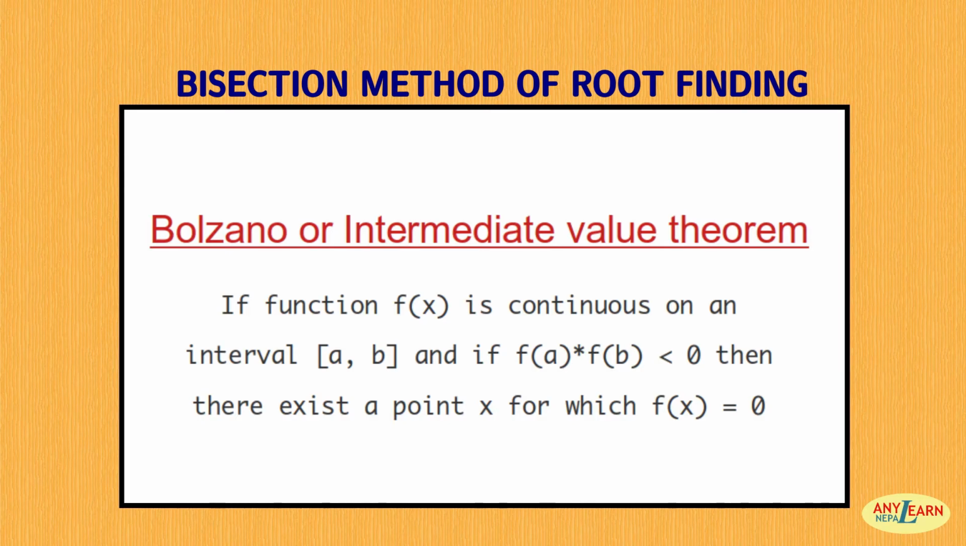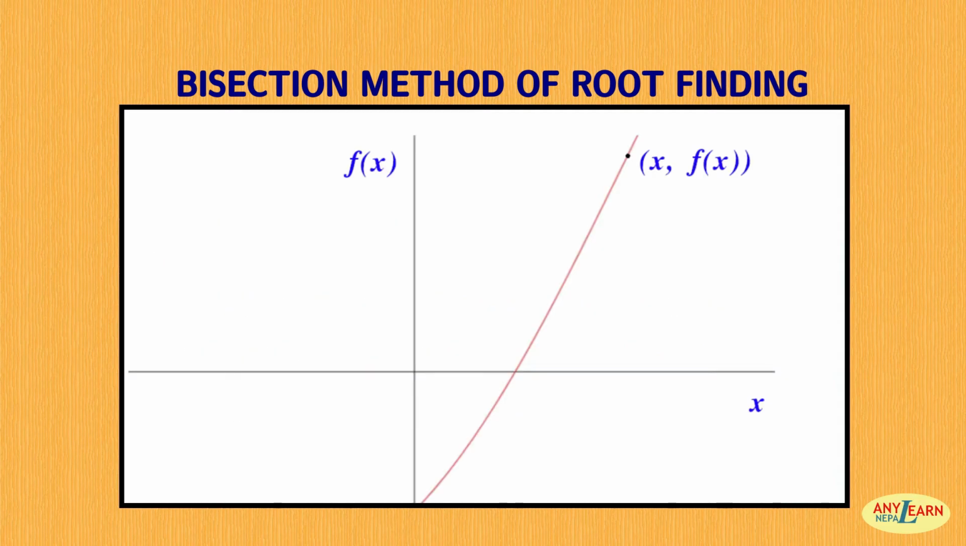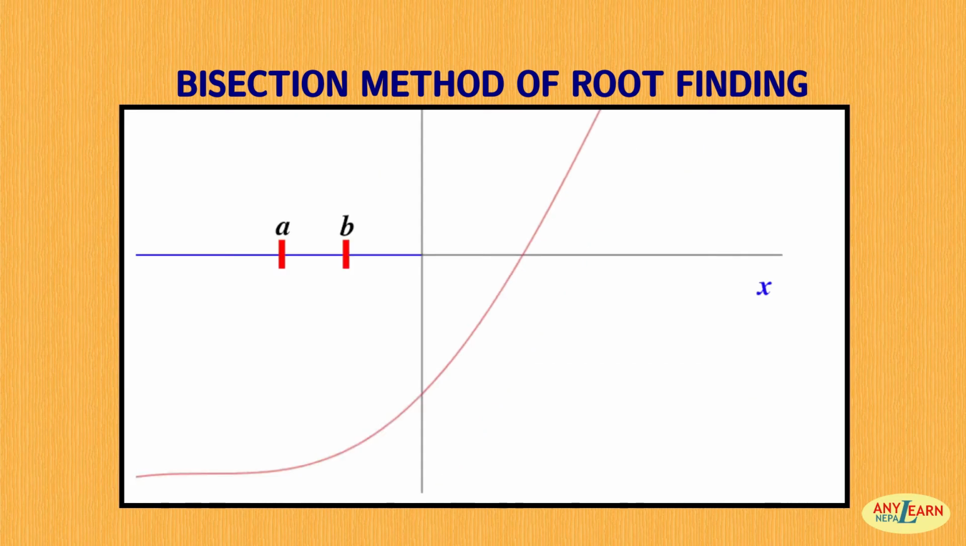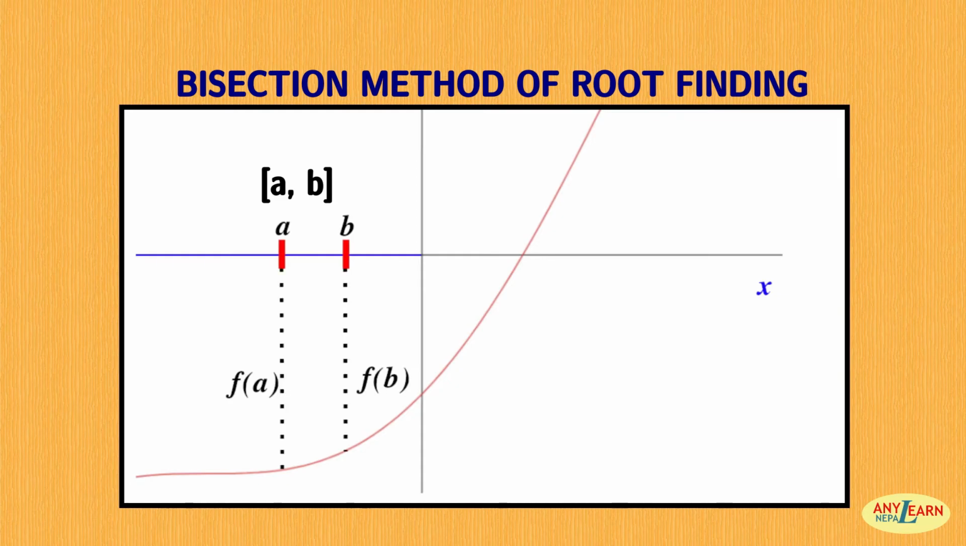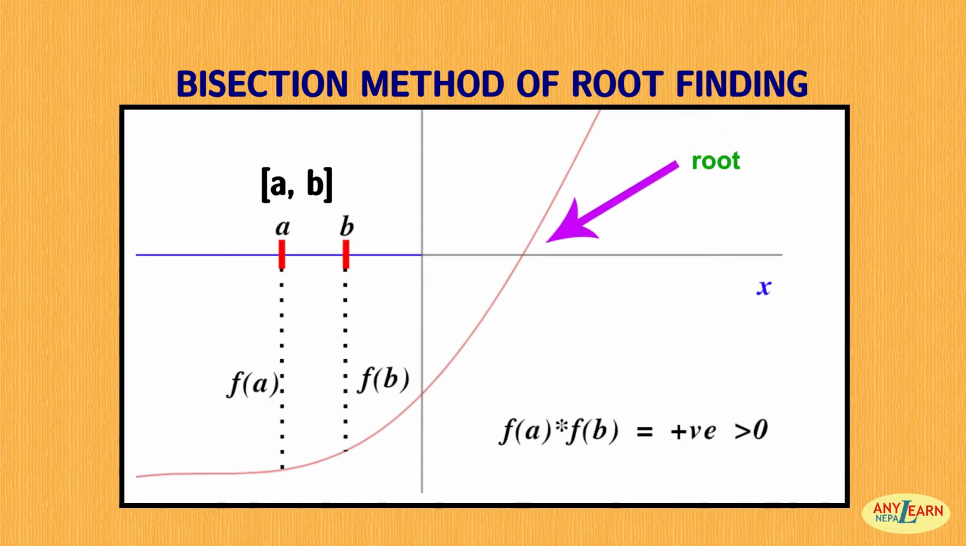Now let me clarify the above statements using a graph. We know each point on the curve is a point (x, f(x)). Now let's use the interval [a, b] as shown here. You can see here f(a) and f(b) both are negative. Hence their product is positive, which means their product is greater than 0. So this interval does not follow that theorem. So there is no root in that interval, as you can see from the graph also.